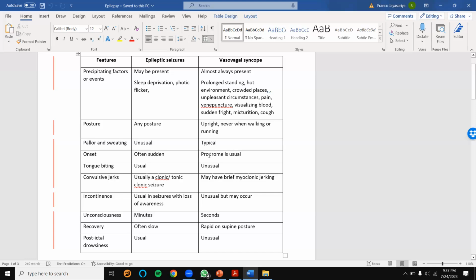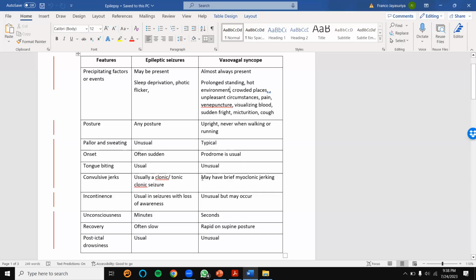Okay? They might feel very uncomfortable. They might feel sort of sweating. You might see the sweating. They might have some blurry vision or something like that. Tongue biting in epileptic seizure is much commoner than in a vasovagal syncope. Convulsive jerks, these tonic-clonic movements, are commoner in epileptic seizures.